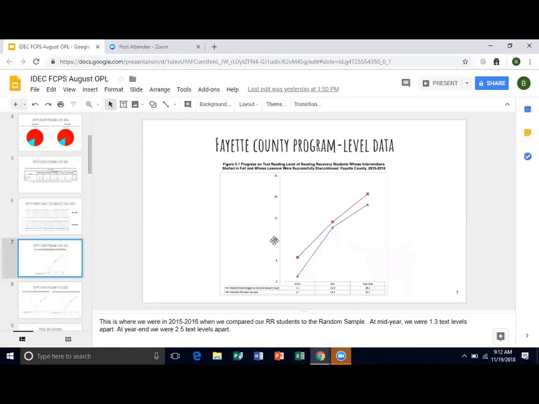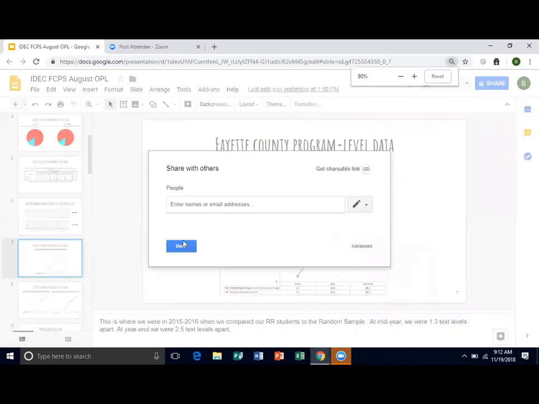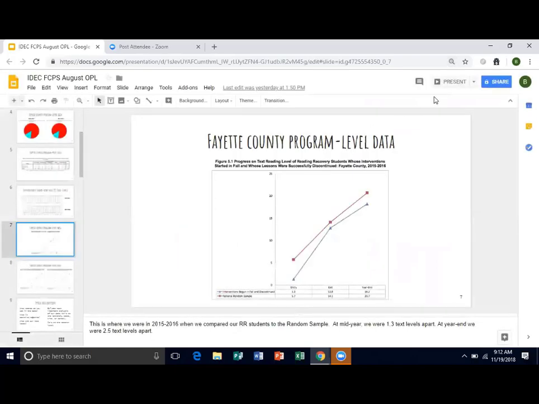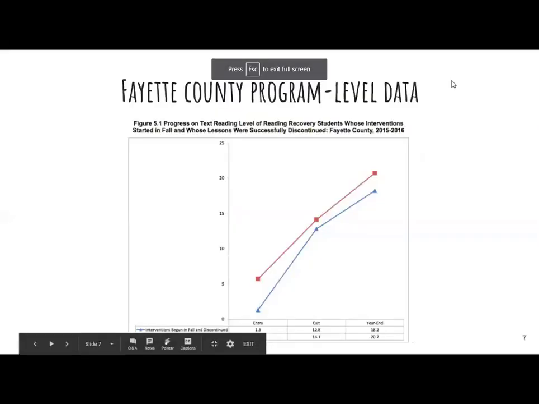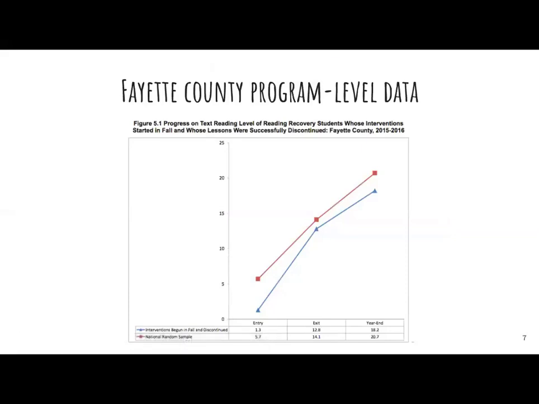Yeah, so back in 2015-16, our discontinue rate was great. We were super happy, but if we just stopped and didn't really look any deeper, you could see, when we looked at comparing ourselves to the national random sample, the gap was still big. You can't just sit and rest on our high discontinue rate. And so, this is the year that we did the action chains and that sort of thing.